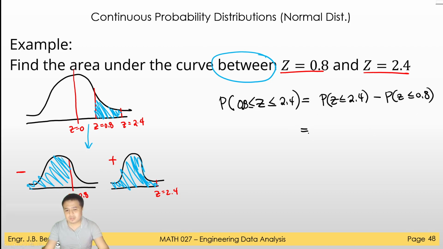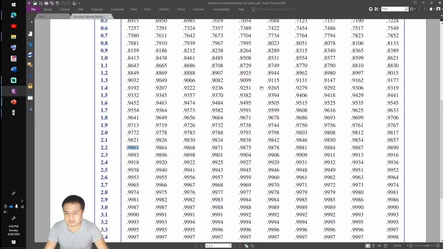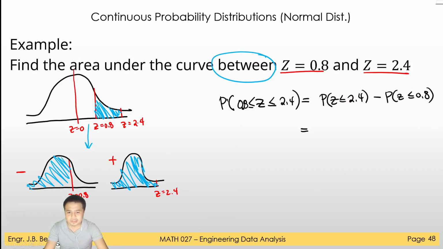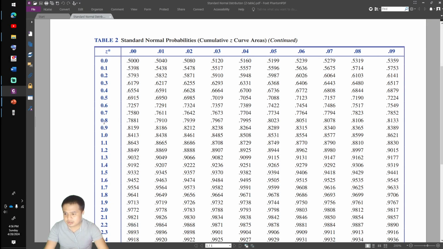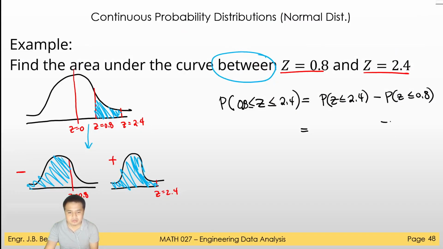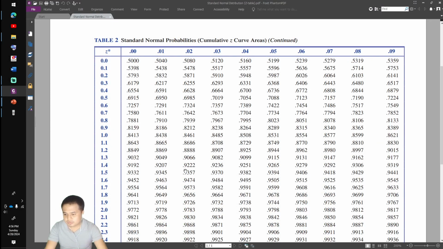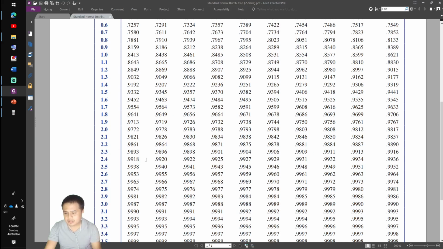So to find this, we can again use the table. So we have 0.8 here. So 0.8 plus 0.0, so 0.7881. And then for 2.4, we have 0.9918.